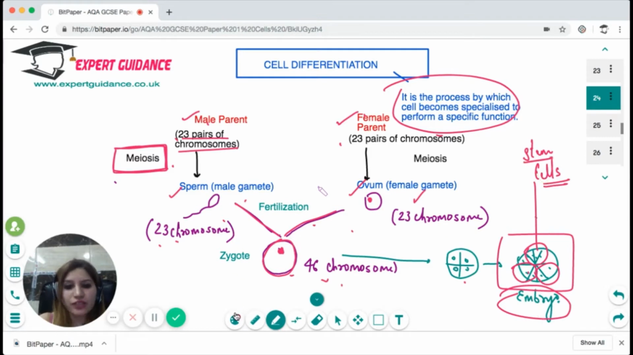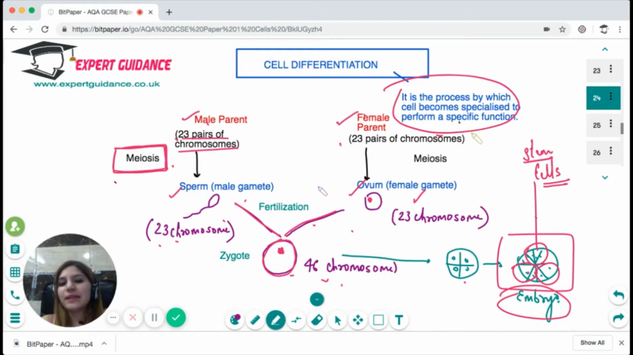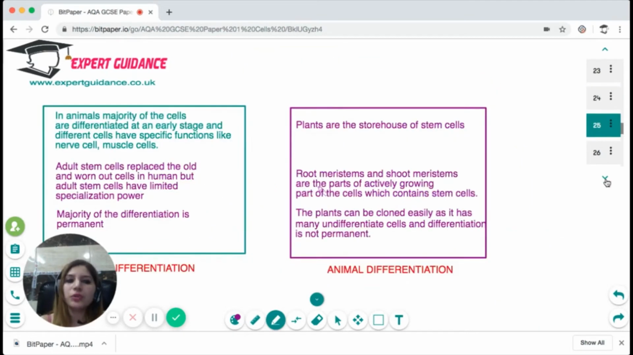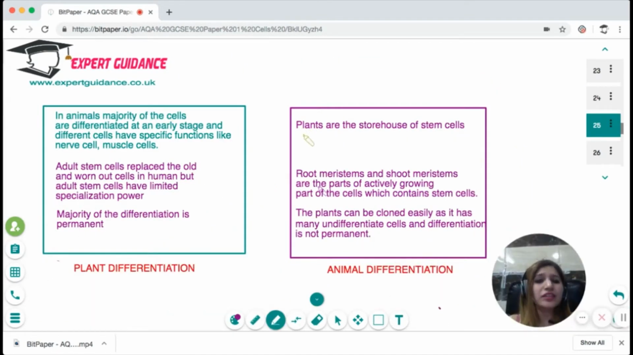After this comes the process of cell specialization, where the cell becomes specialized to perform a specific function. Some cells will specialize to form the circulatory system, some will specialize to form the digestive system, and will give rise to a whole new organism. In plants, the majority of the cells are stores of stem cells. The root meristem and shoot meristem are the actively growing parts which contain stem cells. We can take that and make a new plant.